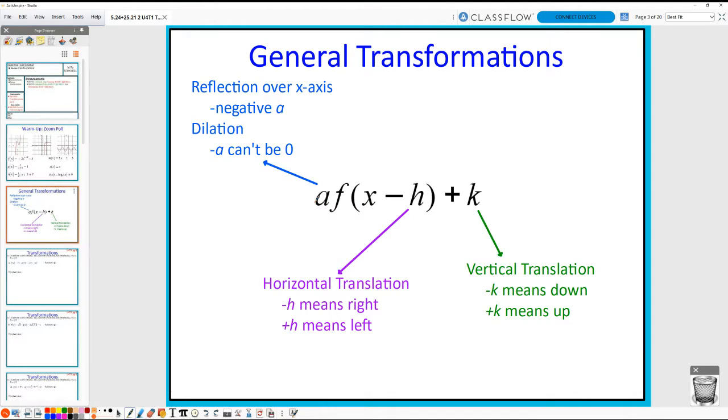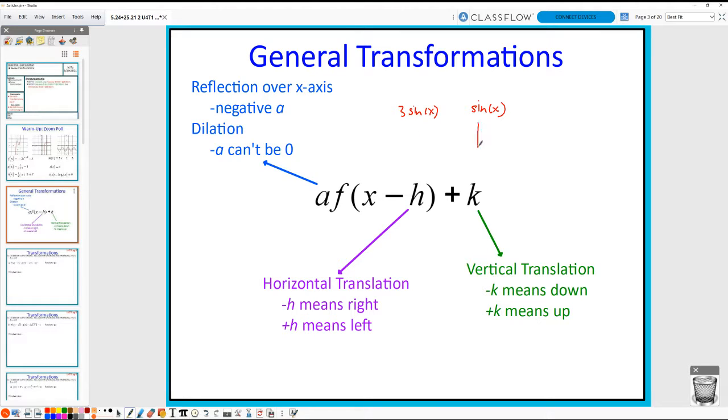We talked about how this a value is generally a dilation, a vertical stretch or a vertical shrink. And if it's a negative value, we do have a reflection over the x-axis. For some of us, what helps us remember that is using the amplitude. Remember how we talked about something like 3 sine of x compared to sine of x? My amplitude is much greater here. It's a value of 3.